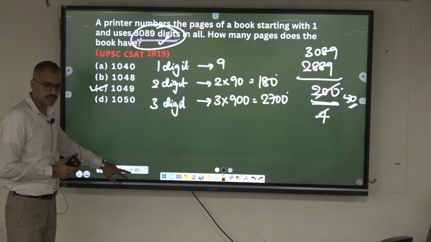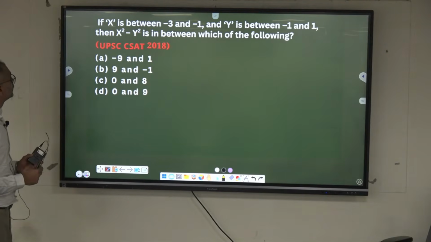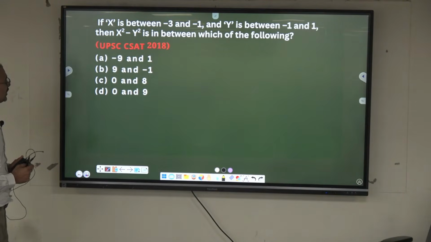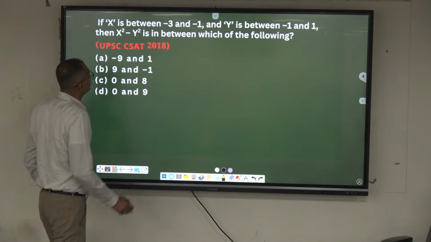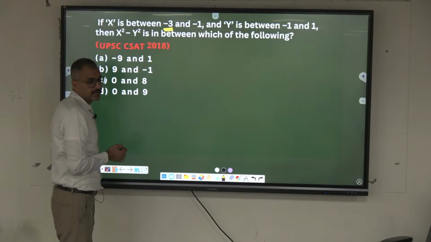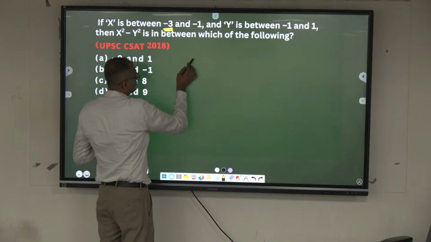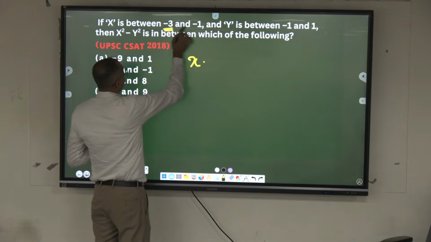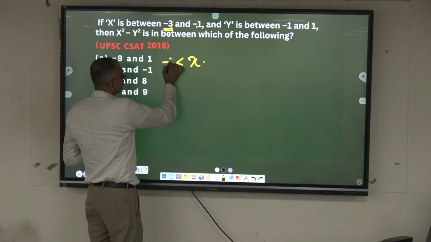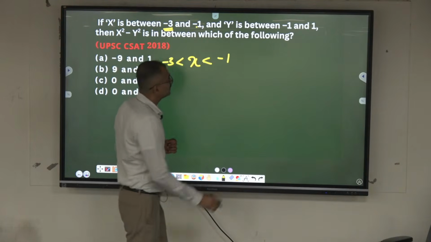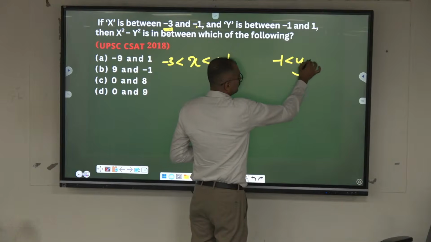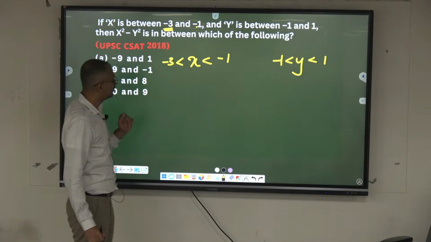Shall we move? X is between -3 and -1 and y is between -1 and 1. X square minus y square is between which of the following? Okay, which is the least value of x? -3, right? Isn't it? Look, madam, minus. X lies between what here? Between means it has to be -3 to -1. Similarly, y is between what? -1 to 1. So what is the least value of x?